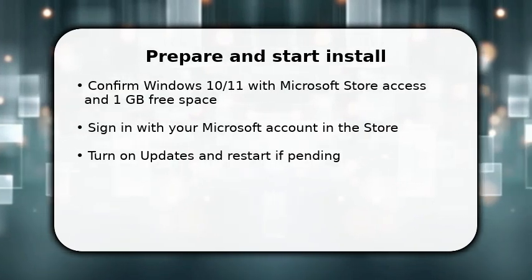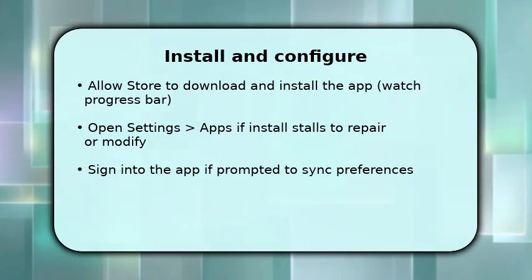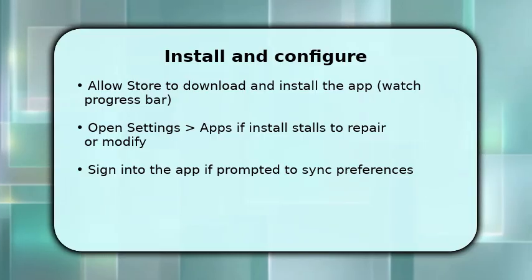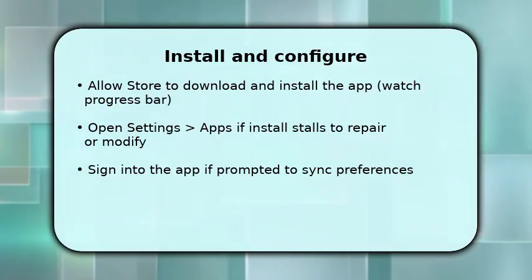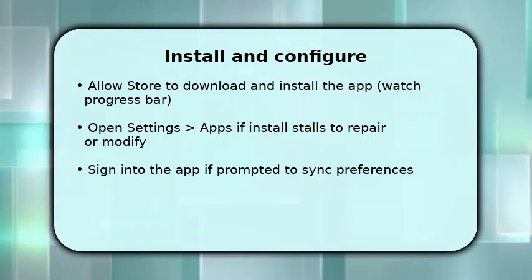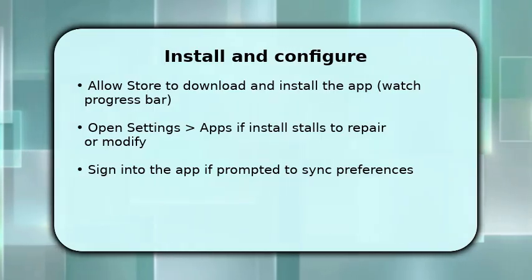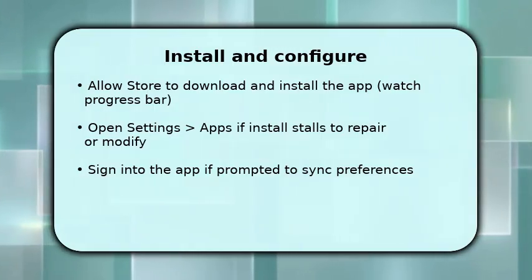Once the store download starts, watch the progress and allow the installation to finish. Intermittent pauses happen but usually resolve. If it stalls, open Settings, Apps, Installed Apps, find Paint 3D or 3D Viewer, and choose Repair or Modify to trigger a reinstall. Make sure Background Apps permission is allowed so the store can finish tasks.